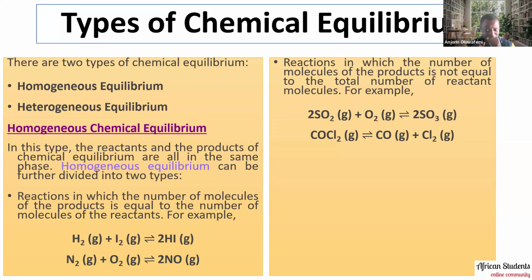The second one is when we have a reaction in which the number of molecules of the product is not equal to the total number of the reactant molecules. For example, when you have sulfur dioxide reacting further with oxygen to give us SO3, you can see the number of molecules of the product is not equal to the total number of the reactant molecules. The same thing happens with the second example that is there. So these are homogeneous chemical equilibria.